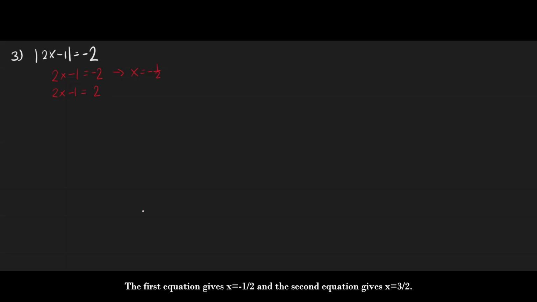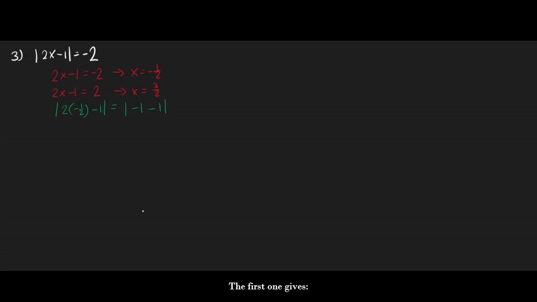And the second equation gives x equals 3/2. Let's plug these two solutions into our absolute value equation. The first one gives the absolute value of 2 times negative 1/2 minus 1, which equals the absolute value of negative 1 minus 1, which equals the absolute value of negative 2, which equals 2.